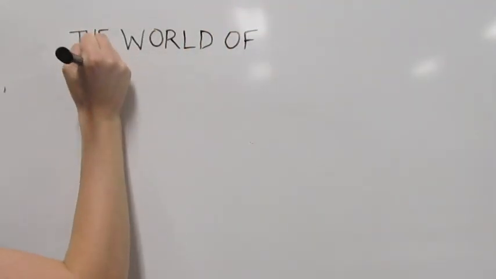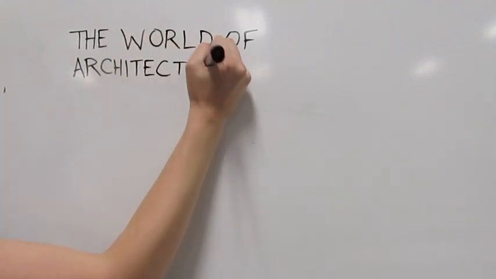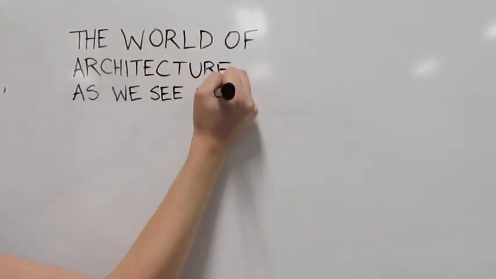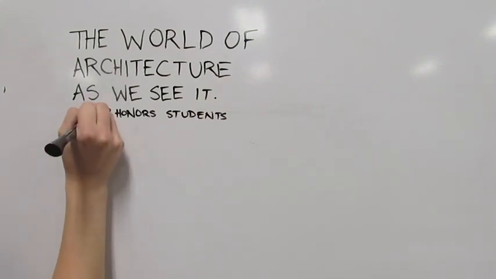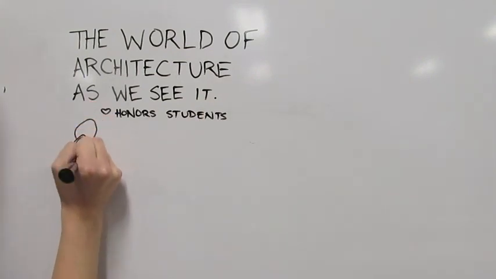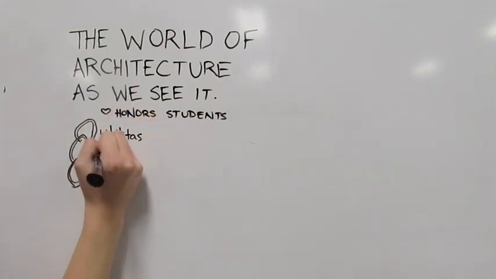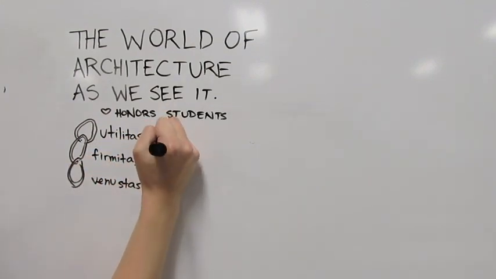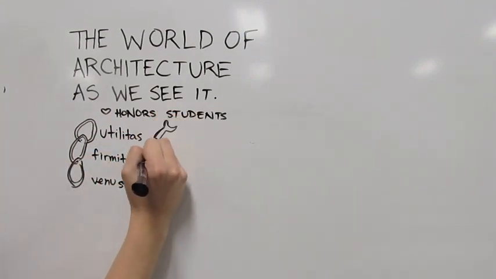The world and architecture as we see it. Everything links to the Vitruvian virtues of architecture: utilitas, firmitas, venustas, otherwise known as utility. Is it functional? Firmness? Will it stand? And delight. Is it attractive? Does it make me feel some sort of inner peace about the world and my surroundings?